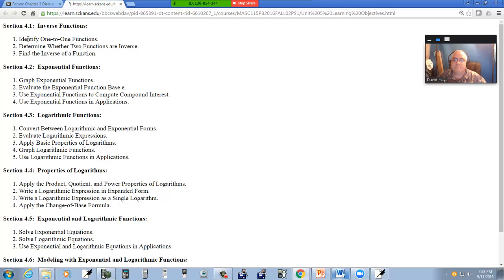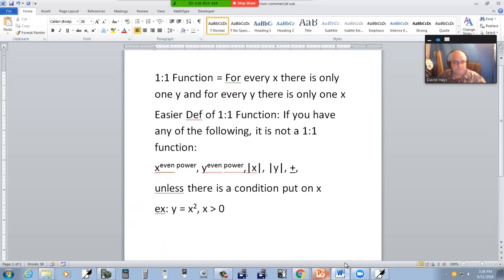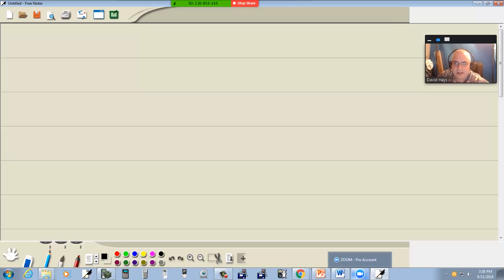Now, the first topic here, identify one-to-one functions. Using this, if we had an example, and the question was asking us to identify the one-to-one functions. These are yes or no. This one here, y is equal to x squared plus 3, the fact it has an even power means no, it's not a one-to-one function.